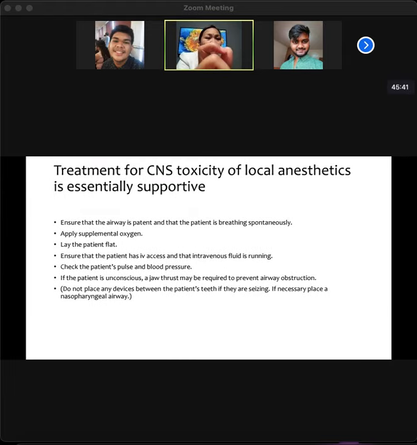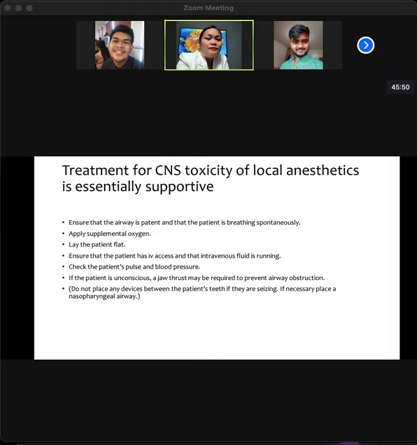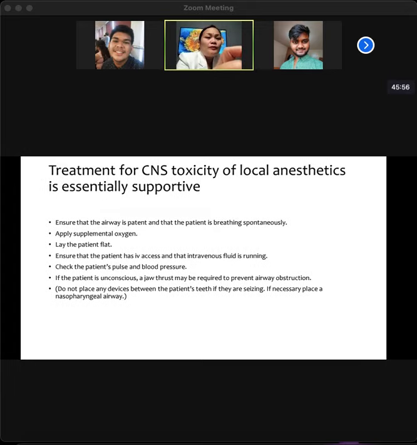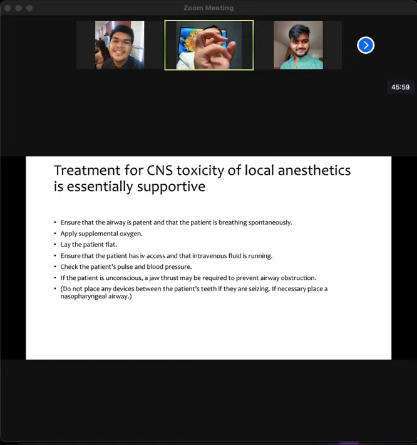So what is the treatment for CNS toxicity of local anesthetics? It's usually supportive. When you see any signs and symptoms of toxicity, you have to be alert and just support the patient. Ensure that the airway is patent and the patient is breathing spontaneously. Apply supplemental oxygen. Lay the patient flat. Ensure that the patient has IV access and that intravenous fluid is running. Check the patient's pulse and blood pressure. And if the patient is unconscious, jaw thrust may be required to prevent airway obstruction.